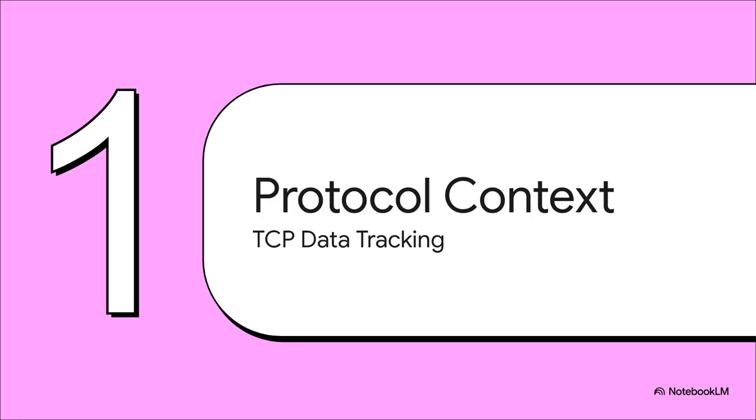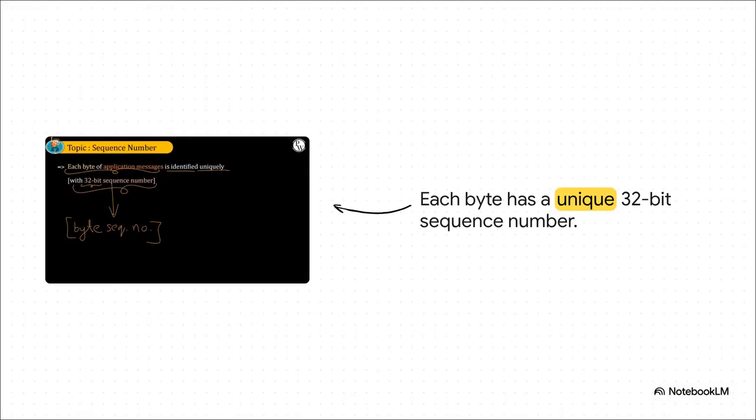All right, moving right into Section 1, TCP protocol context. How exactly does TCP keep track of millions of these individual VIP bytes flowing through a network? To manage what is honestly a massive tracking problem, TCP assigns a totally unique 32-bit sequence number to every individual byte of the application message. Think of it like a highly specific ticket for its journey. There's literally no way 2 bytes in a connection stream will ever share the same sequence number.